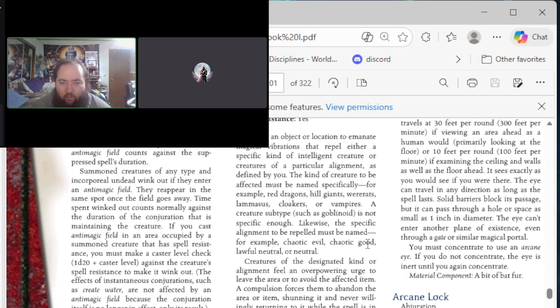The specific alignment to be repelled must be named, which means you pretty much have to pick chaotic evil, or chaotic good, or lawful neutral, or neutral. So you can't just technically pick one alignment. It has to be pretty much, like I said, one of the chaotics or one of the lawfuls. You can't just pick all lawful creatures or all chaotic creatures. It has to be specific.